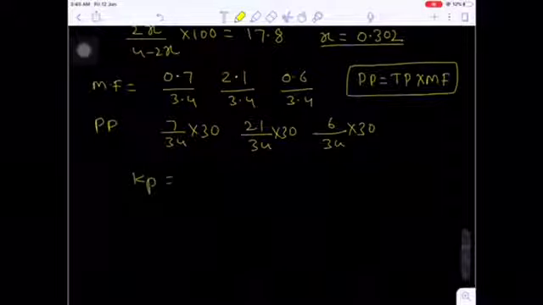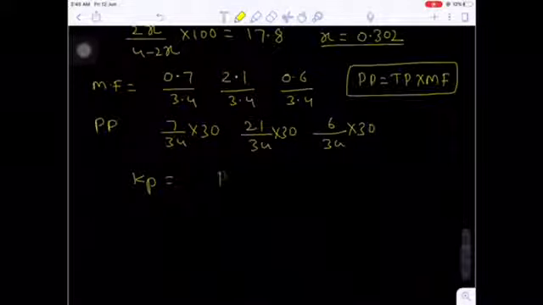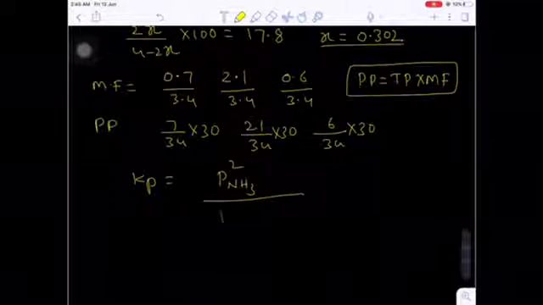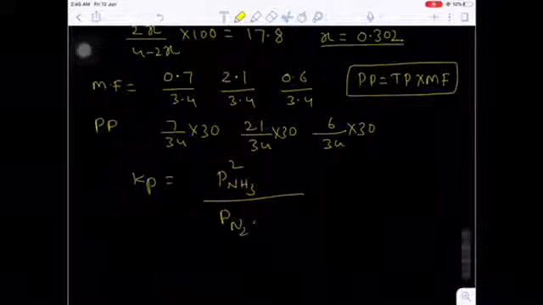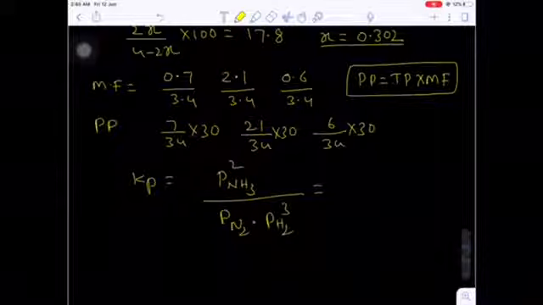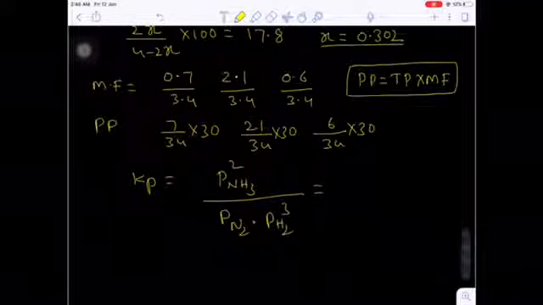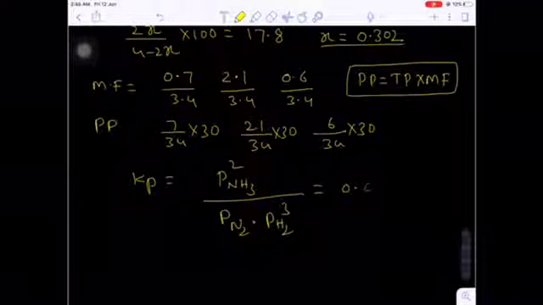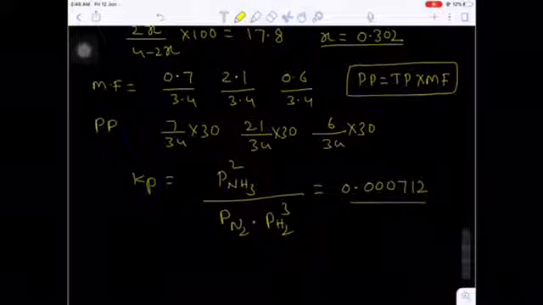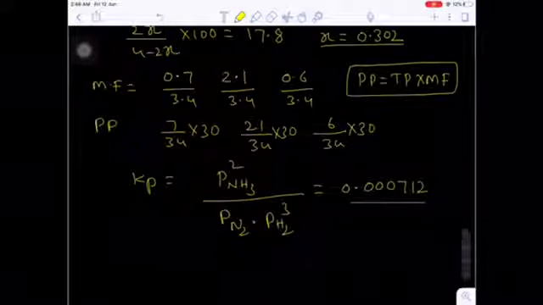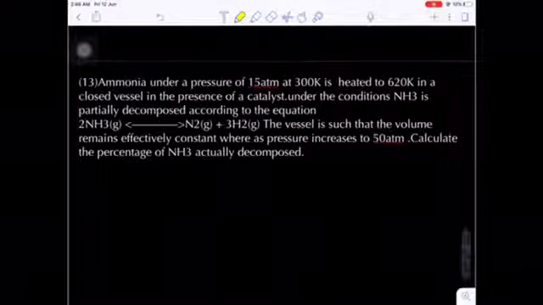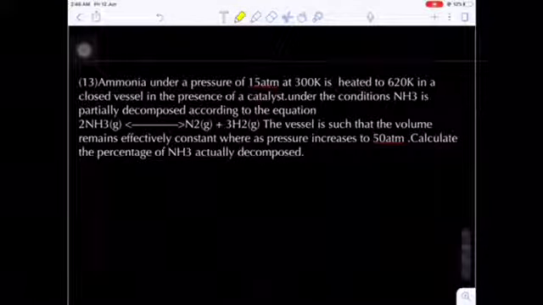After getting the partial pressures, directly we can apply the Kp expression, where Kp is equal to the partial pressure of ammonia whole squared, divided by the partial pressure of nitrogen into the partial pressure of hydrogen whole cubed. After simplifying this expression, you will get the final answer 0.000712.